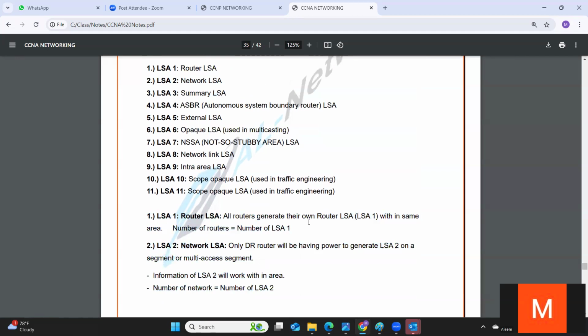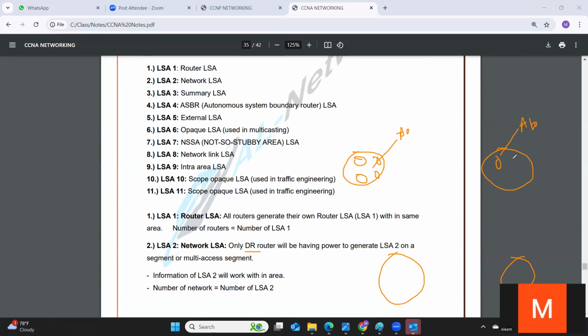All routers generate their own router LSAs within the same area. As I mentioned, OSPF works based on the area concept. This is area 0 and this one is area 10. So LSA 1 will originate as a router LSA in that particular area only. It will not cross. LSA 2 also. What is the difference for LSA 2? Only the DR router has the power to generate LSA 2.